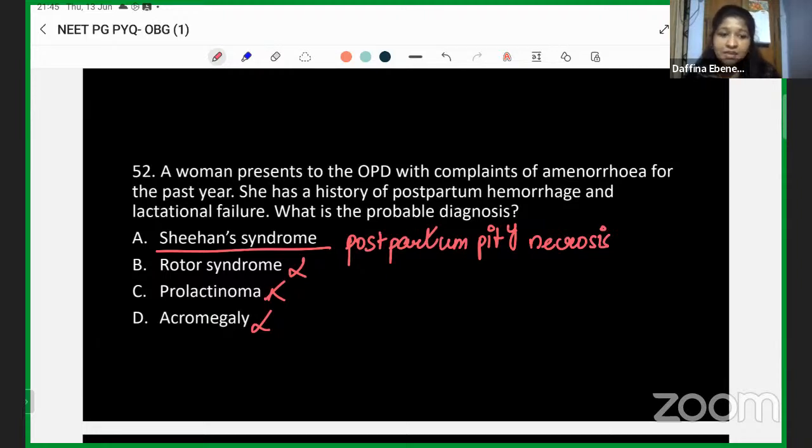Very rarely it can present as an acute emergency. That is called pituitary apoplexy, where they will have rapid hypotension, tachypnea, tachycardia, even leading to the death of the mother. That is a very rare complication where you have to start immediate steroid replacement. That's an acute emergency condition, pituitary apoplexy. But here it is postpartum pituitary necrosis, which is presenting as lactational failure and amenorrhea.